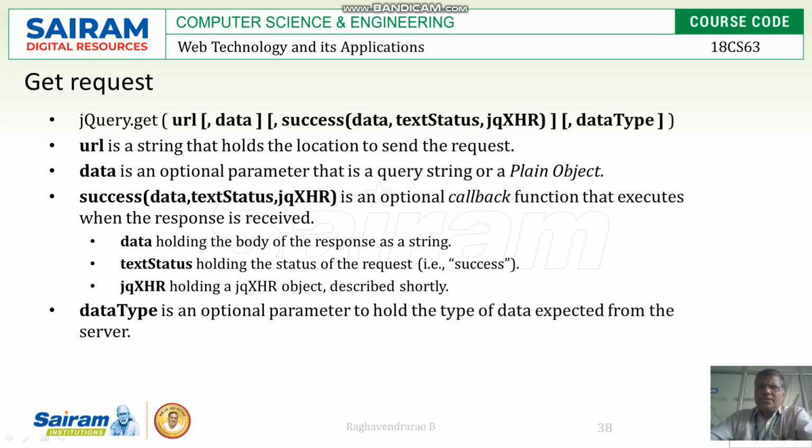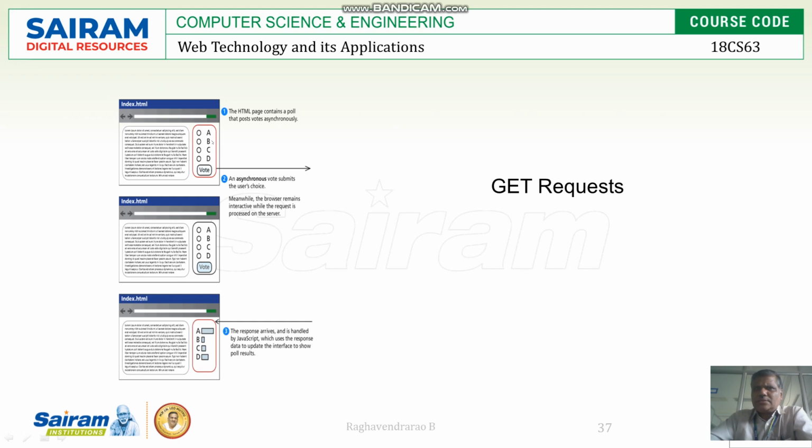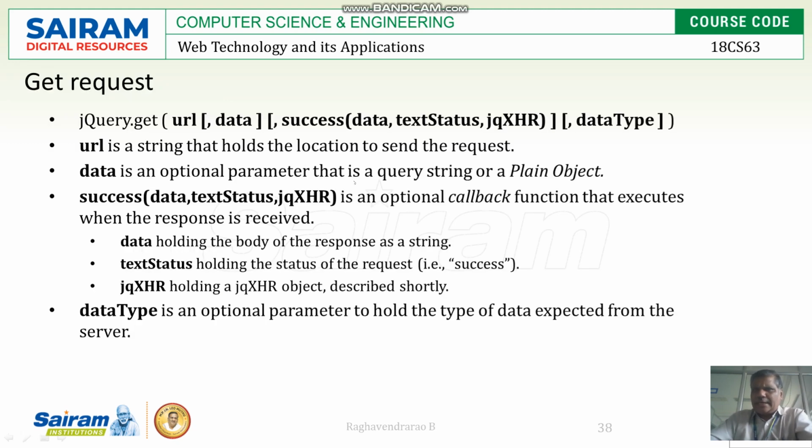Individually, if you look at the URL, it usually holds the location of that particular request. Data is an optional parameter. You can use a plain text object. Then success means here the data is being called. It's an optional callback function that executes when the response is received. There is the data, text status, and jqXHR, that is the jQuery XML HTTP request, holding that particular object. Here this is an object, the data is being held over here and it is going to be used for that.